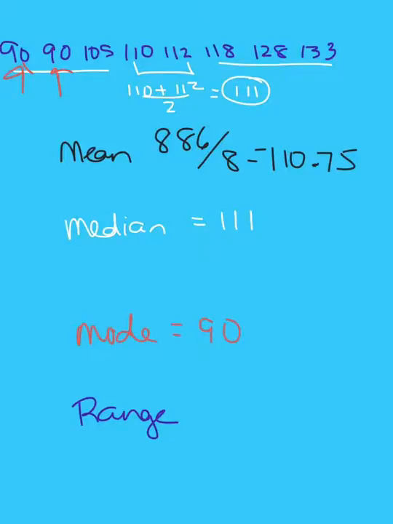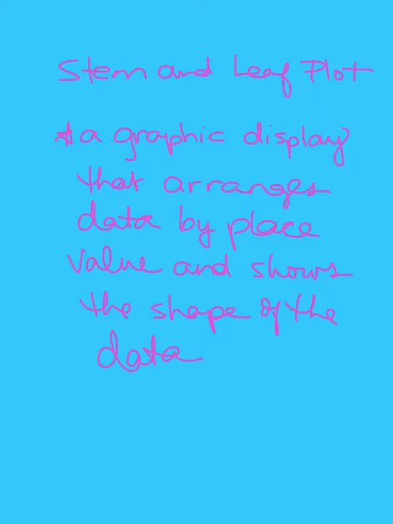And again, my last piece there is my range. So I'm going to take 133, and I'll subtract 90. So my range is 43. Now we're going to look at stem and leaf plots.